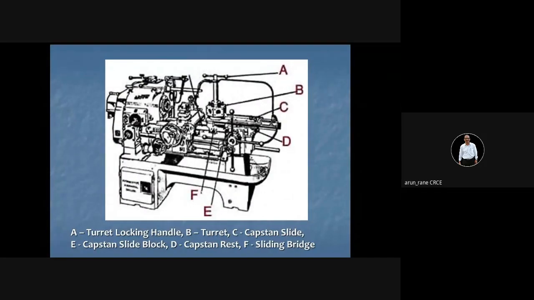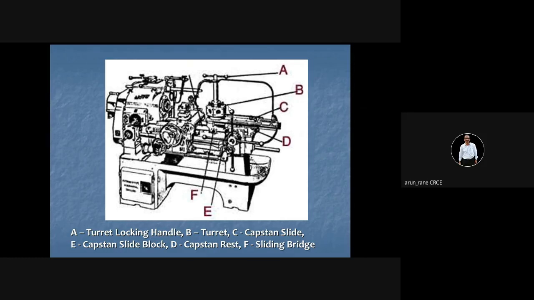Whereas in a turret lathe, the turret is mounted directly on the main slide. Like imagine our center lathe. In a center lathe, you have the tailstock on the right hand side. So in case of a turret lathe, the tailstock is replaced by a turret. We know the turret moves longitudinally on the center lathe.